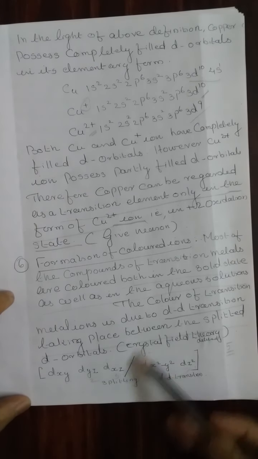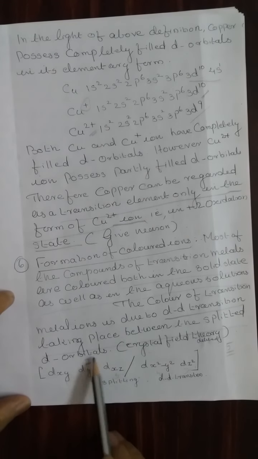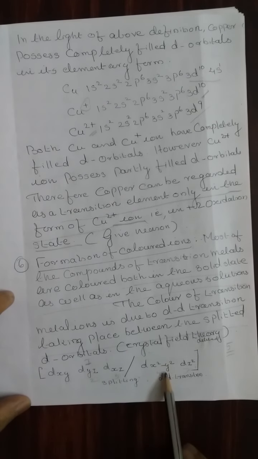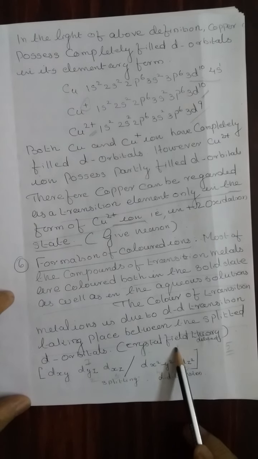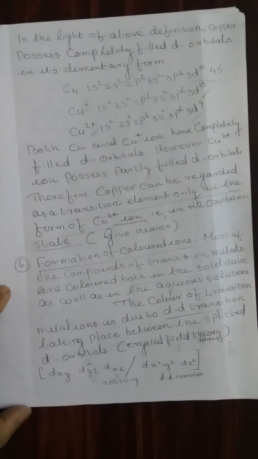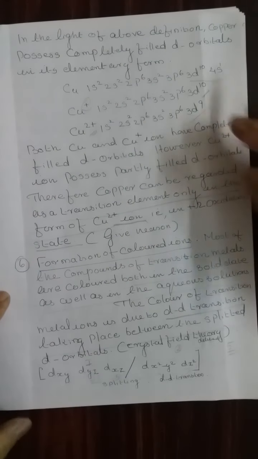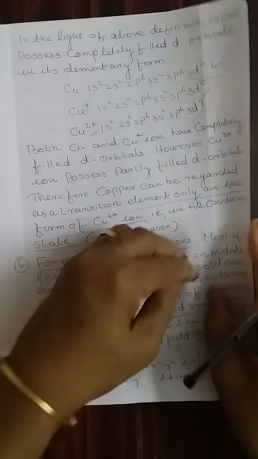They are divided into two sections: dxy, dyz and dxz form one portion, and dx squared minus y squared and dz squared form another section. Because of this d-d transition, that is all you should know, because the crystal field theory is not needed. Therefore, this is the reason for the colored ions.